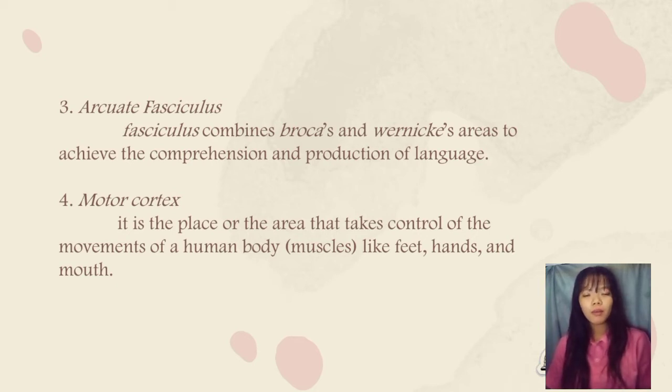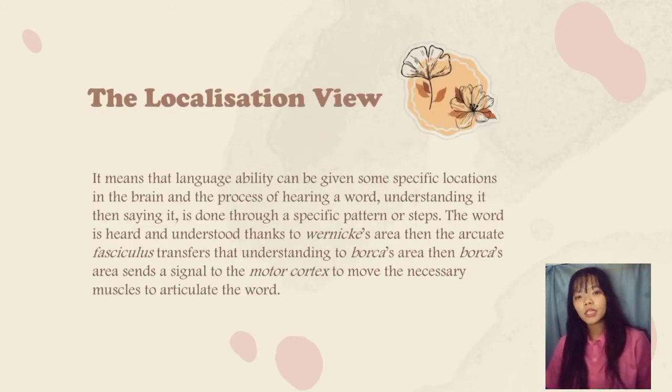And then number 4, motor cortex. It is the area that takes control of the movements of the human body, such as muscles like feet, hands, and mouth. The localization view means that language ability can be given some specific location in the brain, and the process of hearing a word, understanding it, then saying it is done through a specific pattern or steps.